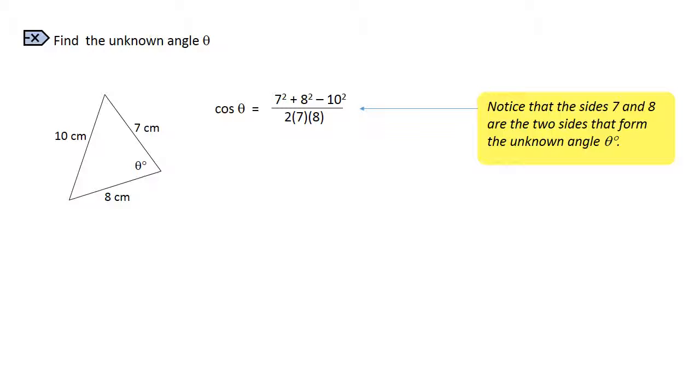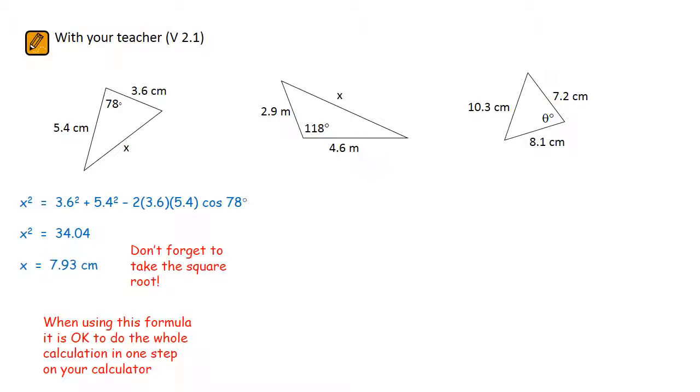Now the rest of that is just arithmetic and you can do it on your calculator to come up with the answer. Let's try one of those for ourselves. We've got to find angle theta, so it's going to be 7.2 squared plus 8.1 squared. Those are the two sides around angle theta, the two sides that form angle theta, minus 10.3 squared. That's the side which is furthest away or opposite angle theta. I'll divide it by 2 times 7.2 times 8.1.